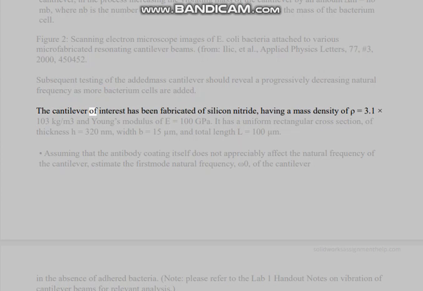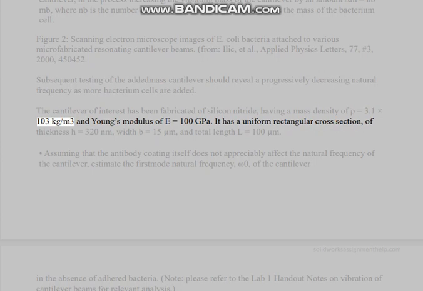The cantilever of interest has been fabricated of silicon nitride, having a mass density of ρ equal to 3.1 times 10^3 kilograms per cubic meter, and Young's modulus of E equal to 100 GPa. It has a uniform rectangular cross-section of thickness H equal to 320 nanometers, width B equal to 15 micrometers, and total length L equal to 100 micrometers.